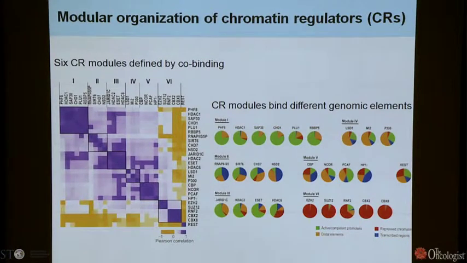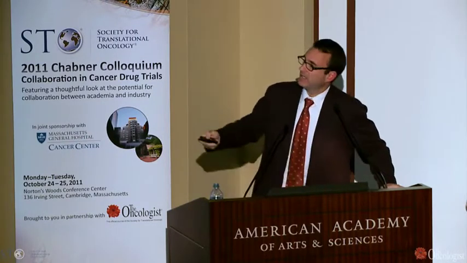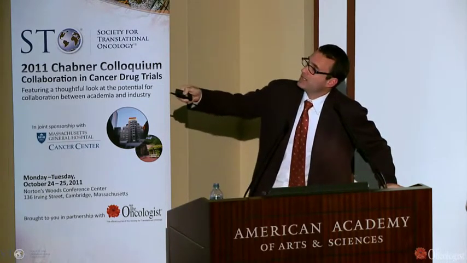So we were able to use this information to now impute the modules. So really come up with a model that these regulators are not acting all by themselves, they're acting in modules. Some of those modules reflect chromatin complexes or complexes of proteins that are physically tied together, but other modules really reflect just common modes of binding to targets. We can look at where these modules are going.